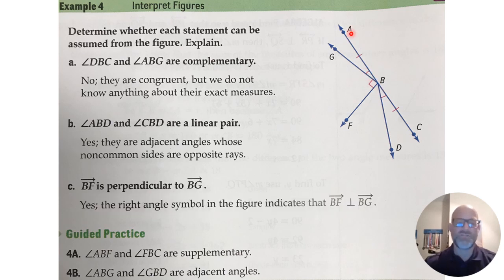All right, let's go on to 4A at the bottom. ABF and FBC are supplementary, meaning their angle sum is 180 degrees. Well, the answer is definitely yes. This angle plus this angle definitely equals 180 degrees. How about ABG and GBD are adjacent angles? Yes, they're right next to each other. They share this common side. All right.